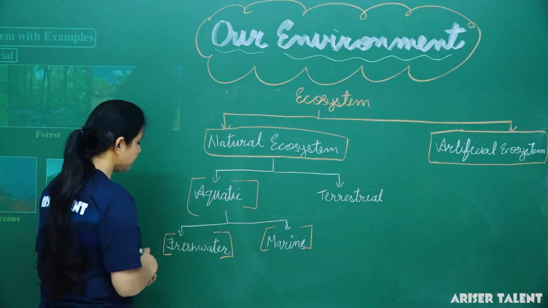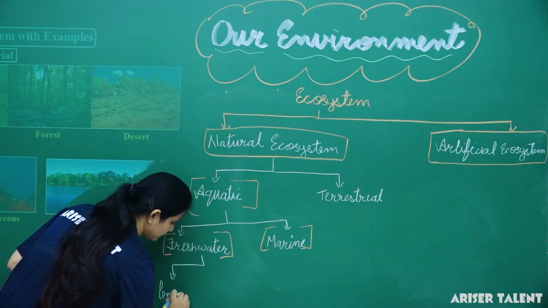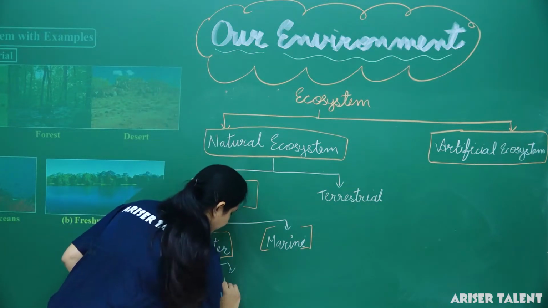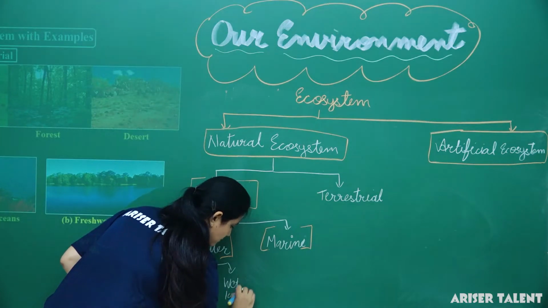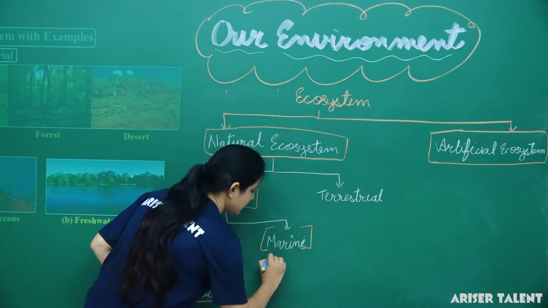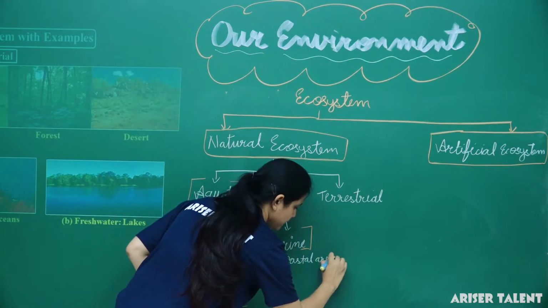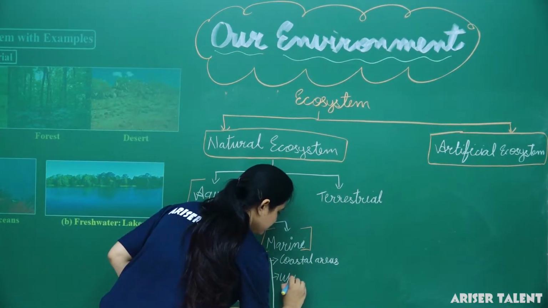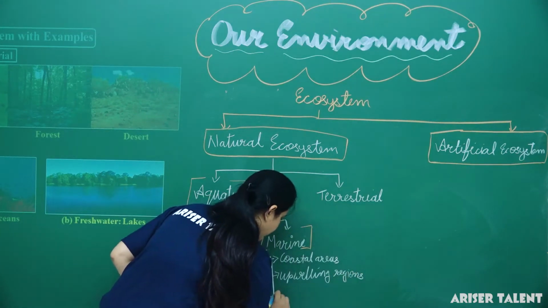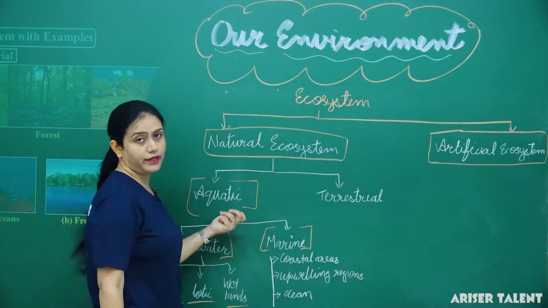Okay, so freshwater, what are the examples of freshwater? Then freshwater is again of three types. What are they? Lantic, lotic and wetlands. Okay, lantic, lotic and wetlands. And marine. Marine is again of three types. What are they? They are coastal areas, then upwelling regions, and the third one is what? Ocean. Clear? So it is the classification of aquatic ecosystem.